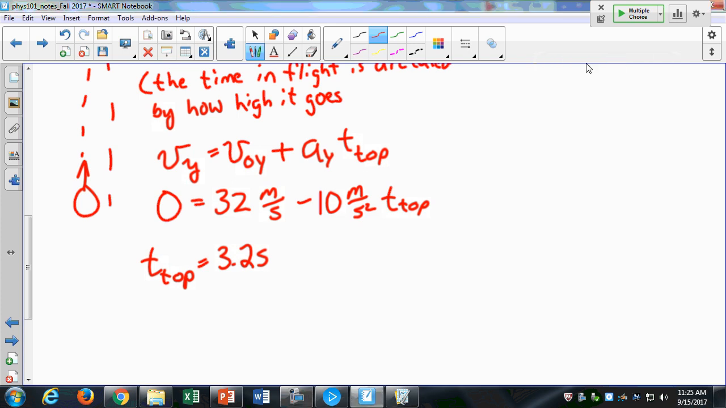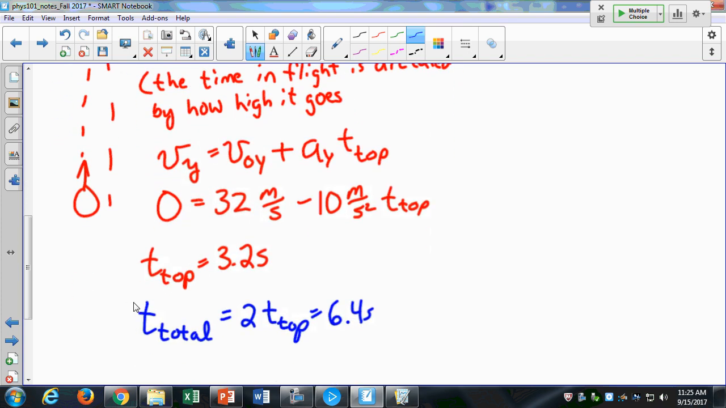All right, so now I found T top is 3.2 seconds. Now, if I want to know the Y height, or no, let's first find the total time. What is the total time? It's going to be twice that, 2 times T top, which is going to be 6.4 seconds. That's the total amount of time that it's in the air. It's just going back to our free fall problems that we had last chapter. The time up is equal to the time down.